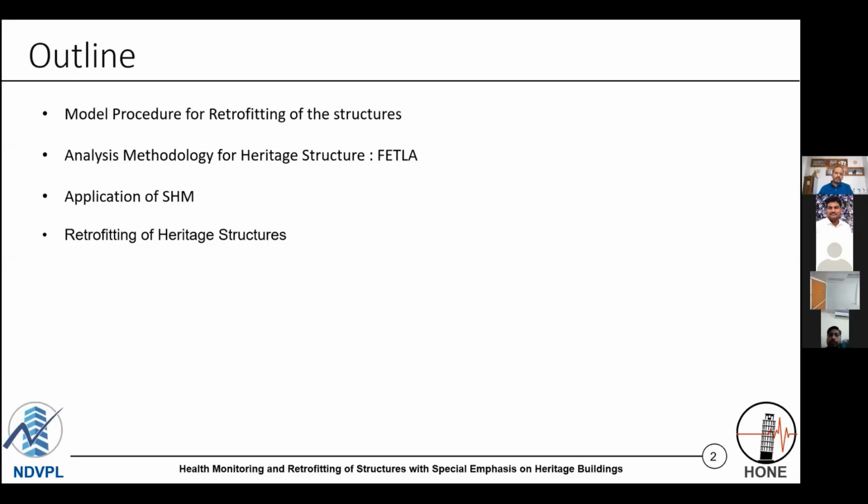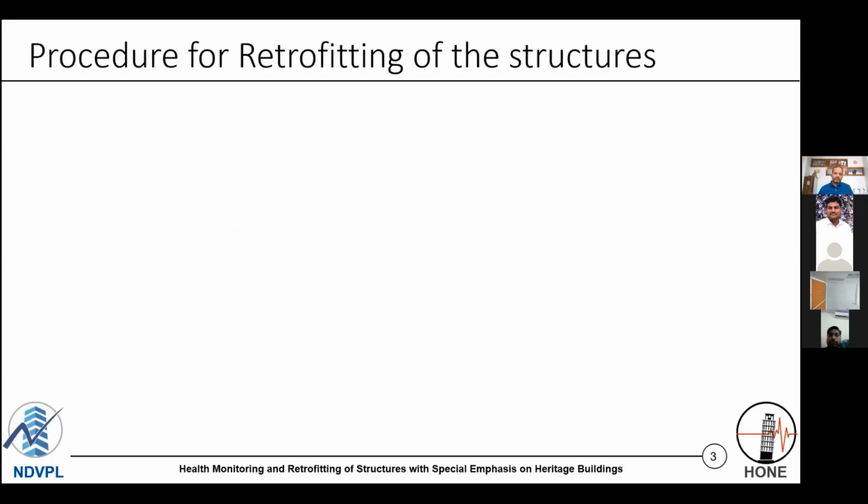We'll be discussing the model procedure for retrofitting of the structures. We'll be discussing the analysis methodology of heritage structures. We'll be discussing structural health monitoring. And finally, retrofitting examples.